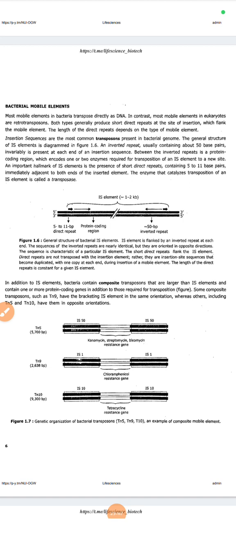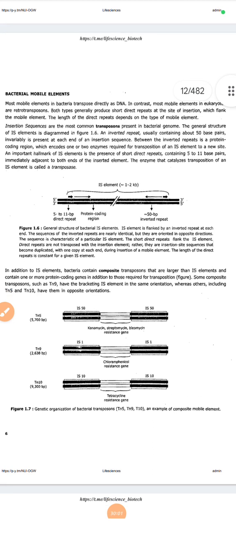Insertion sequences are the most common transposons present in the bacterial genome. They are also called IS elements for short, and the general structure of an IS element is diagrammed in this figure.